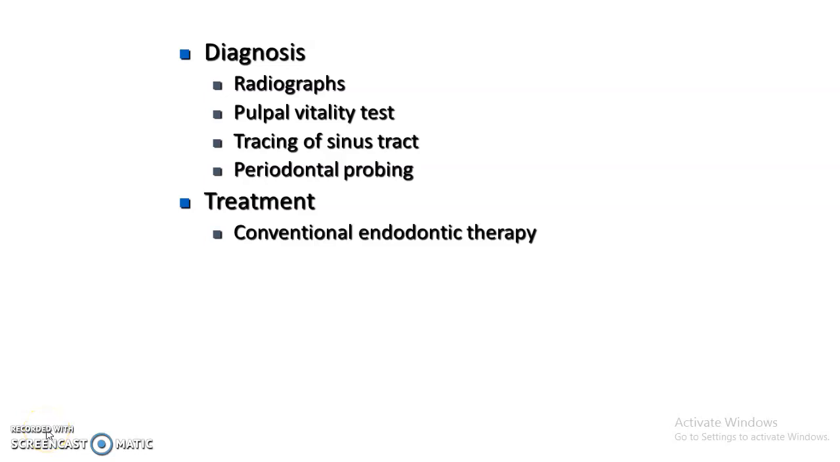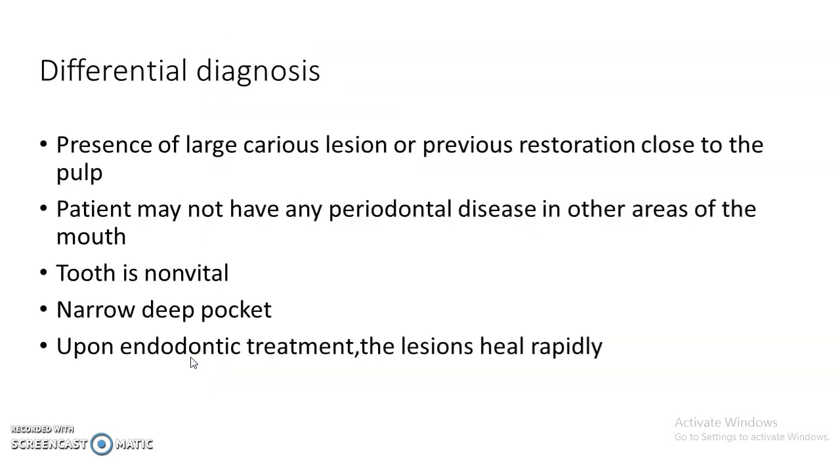So continuing the class. The diagnosis is by the radiograph, vitality test, tracing of sinus tract, and periodontal probing. Treatment is by conventional endodontic therapy, endodontic therapy only. And the differential diagnosis: presence of a large carious lesion or previous restoration close to the pulp. The patient may not have any periodontal disease in other areas of the mouth. The tooth is non-vital with a narrow deep pocket. Upon endodontic treatment, the lesion heals rapidly.